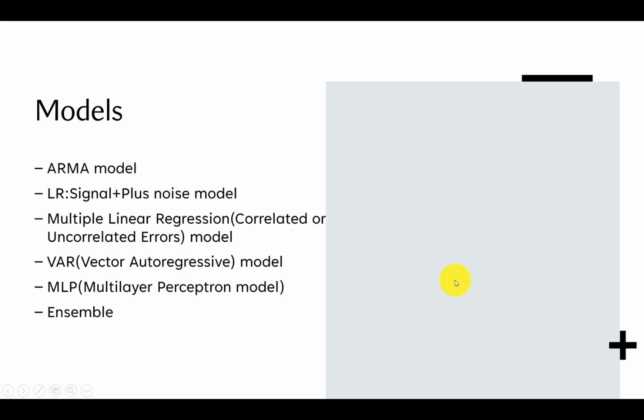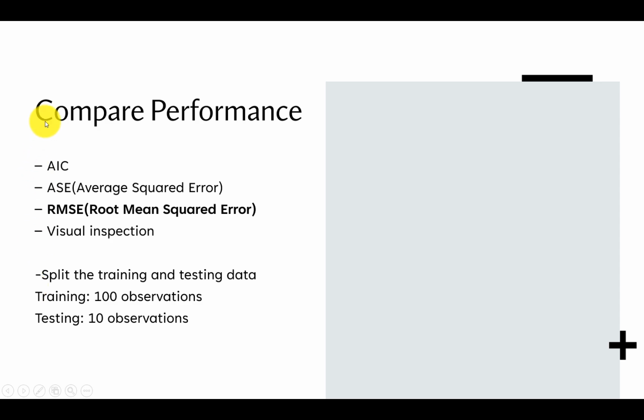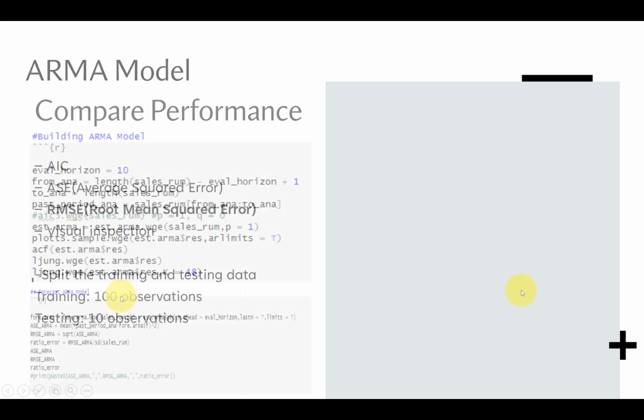Okay, now we have set the foundations of our analysis and we are ready for building our models. We will consider all these different models. We will compare the performance and select the best one using these metrics, by splitting the data set in two parts, the training data set and testing data set.